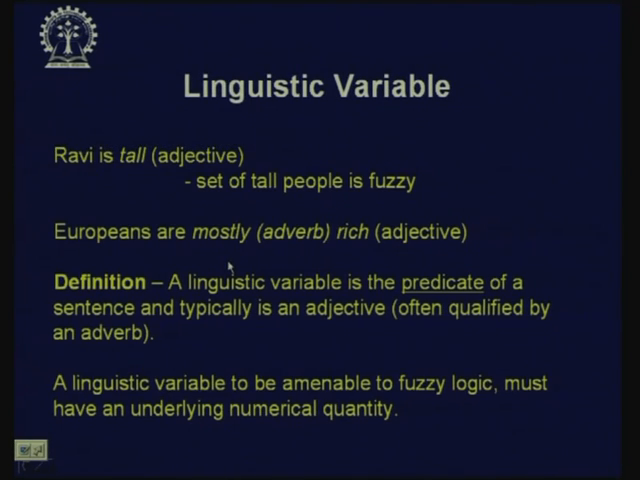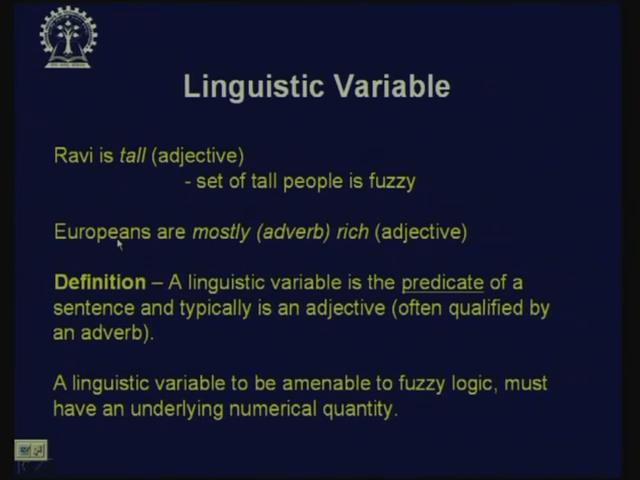Okay. Next, we come to the notion of linguistic variables. What are linguistic variables? For example, we use the sentence, Ravi is tall. Now, here tall is an adjective in English, and the set of all tall people is fuzzy.